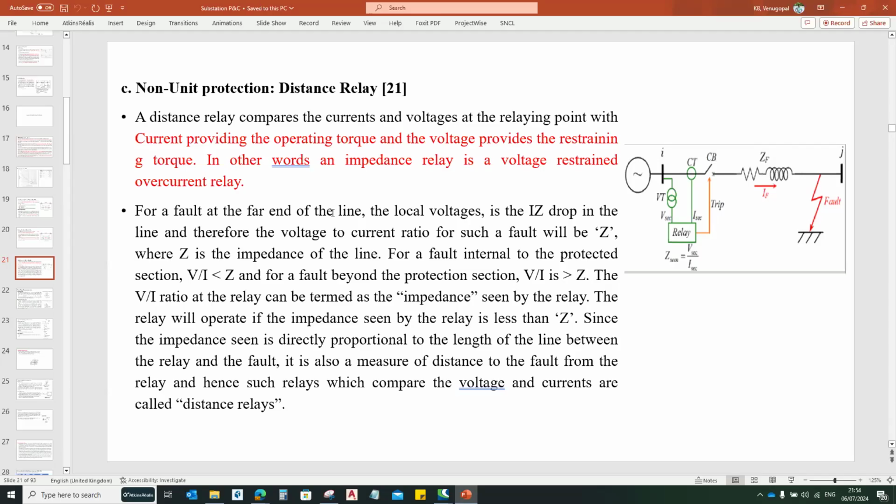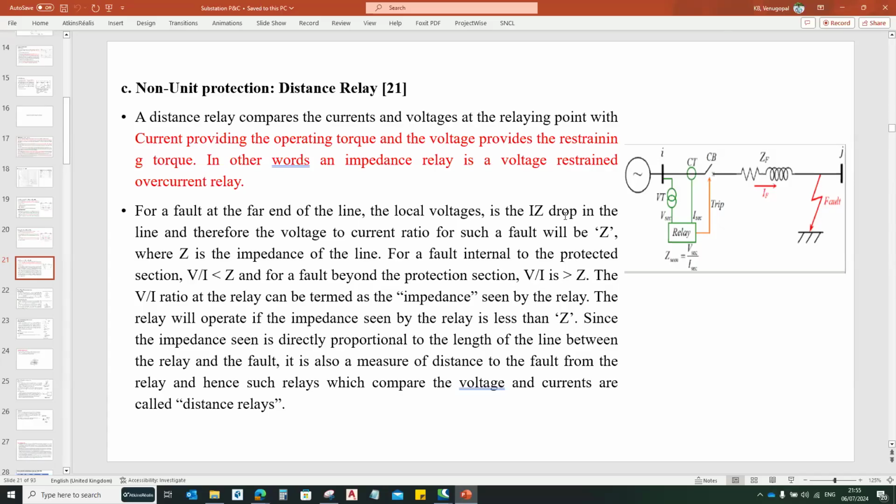at the far end of the line, the local voltage is the IZ drop in the line. Therefore, the voltage to current ratio for such a fault will be Z, where Z is the impedance of the line. For a fault internal to the protected section, V by I is less than Z, and for a fault beyond the protected section, V by I is greater than Z. The V by I ratio at the relay can be termed the impedance seen by the relay. The relay will operate if the impedance seen by the relay is less than Z.